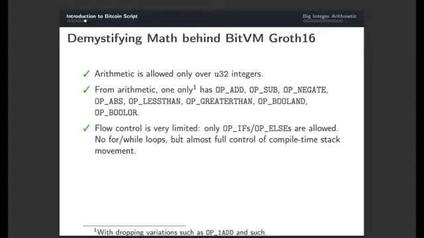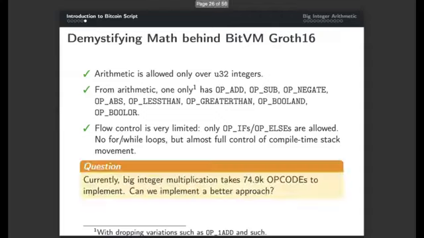The flow control is also very limited. So you can write if statements or else statements, but that's it. So you cannot, for example, do the for loop. For that reason, the Bitcoin script is not Turing complete in particular. So you cannot do any for or while loops. But in case you know the length, say, of the for loop, you can actually use it, but that's just going to be a repetition some number of times.